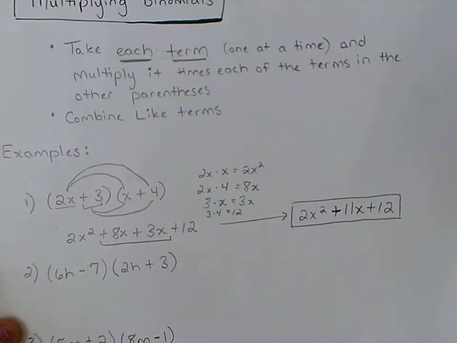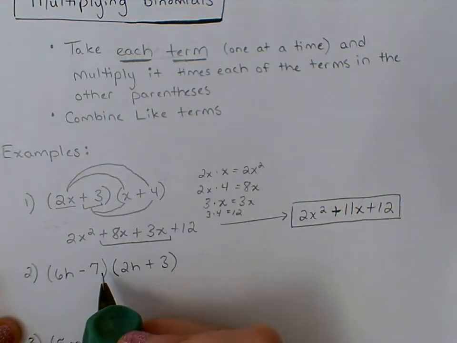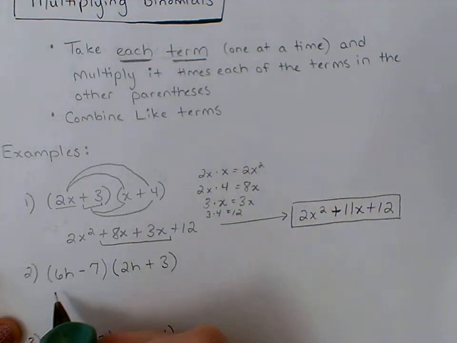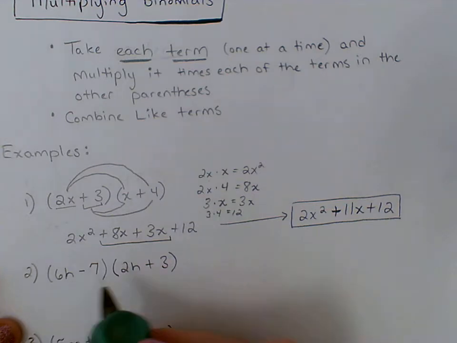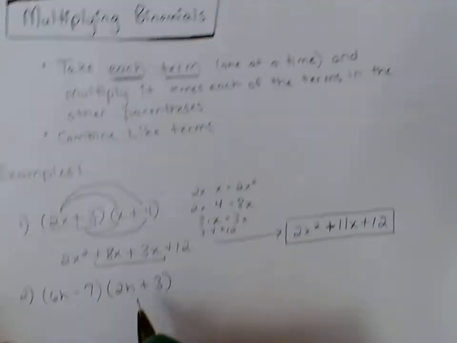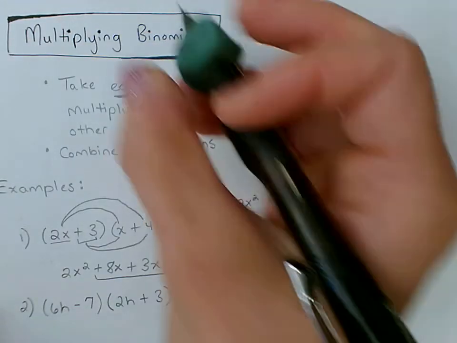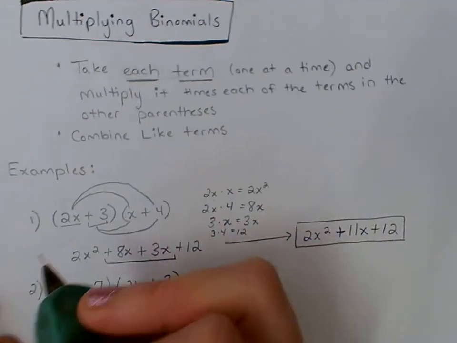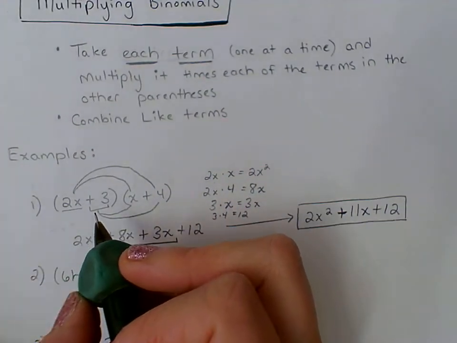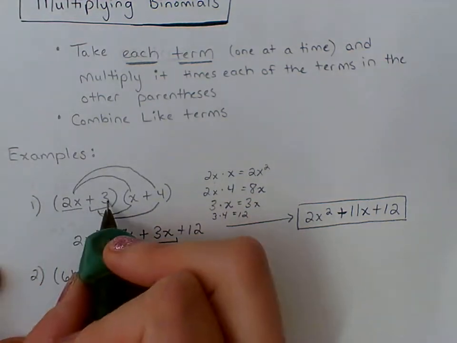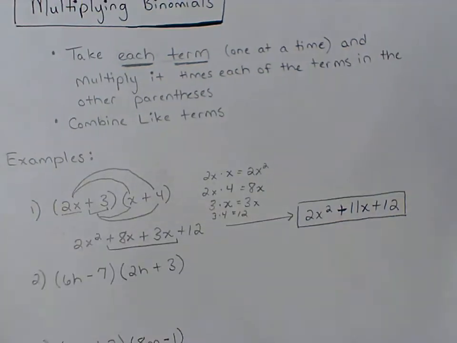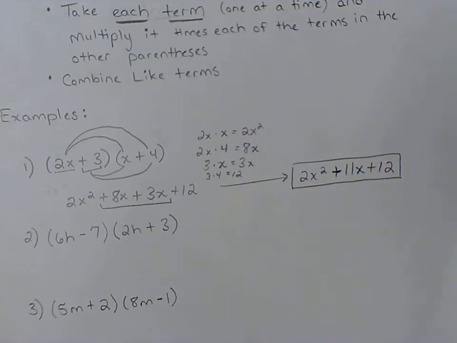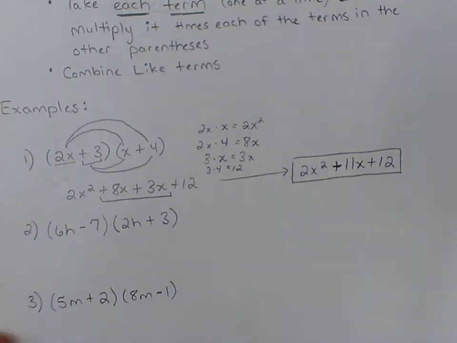Okay, so that's how this works. You take each term in one binomial times all the terms in the other one. The reason why these are called binomials is because, remember, the prefix bi means 2, and so each of these that we'll be dealing with today will have 2 terms in them. You can have more than 2 terms, but that's at a later date.